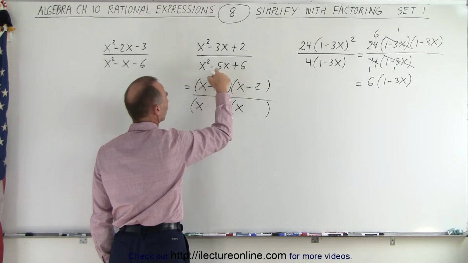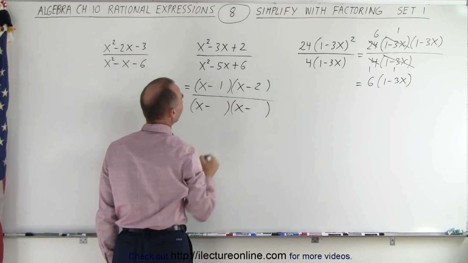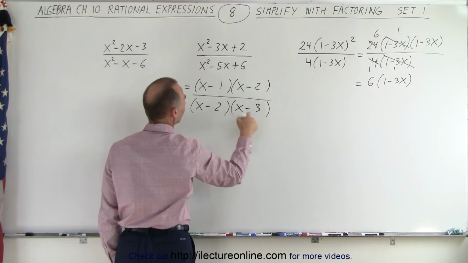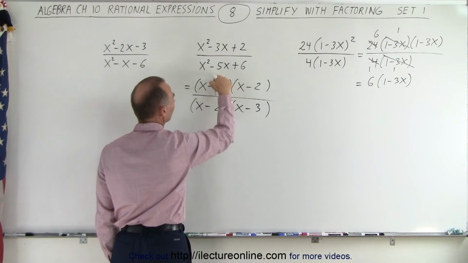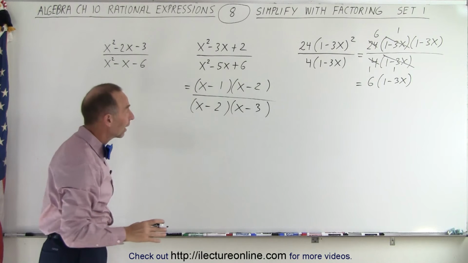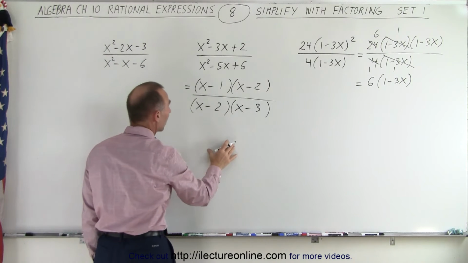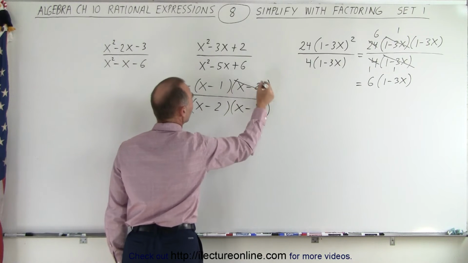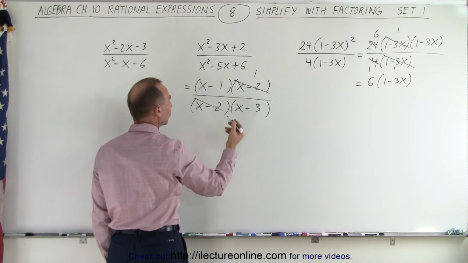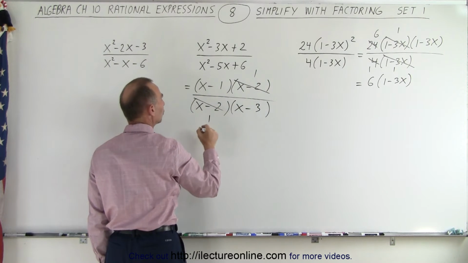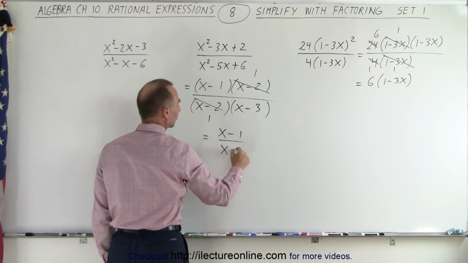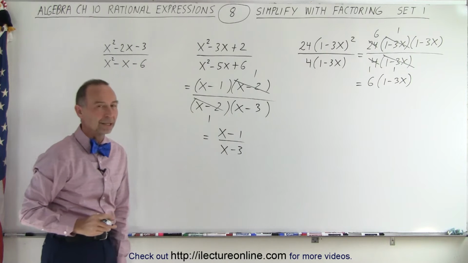Here, this is positive, that's negative, so they're both negative, and the two numbers 2 and 3, because when I multiply, I get 6, and when I add them, I get 5. Now you realize that both the numerator and the denominator contain an x minus 2, so they can be simplified by dividing the numerator and the denominator by x minus 2, and then we're left with an x minus 1 in the numerator and an x minus 3 in the denominator.